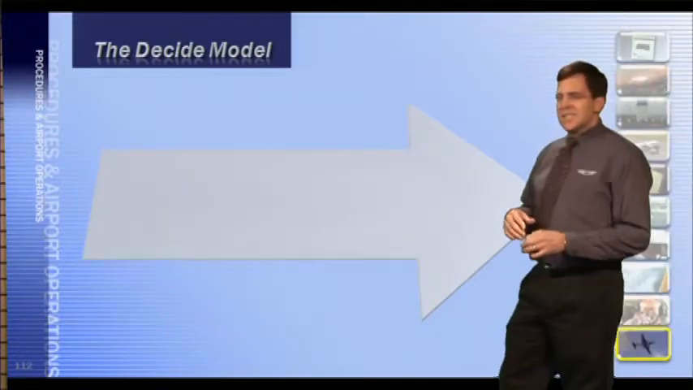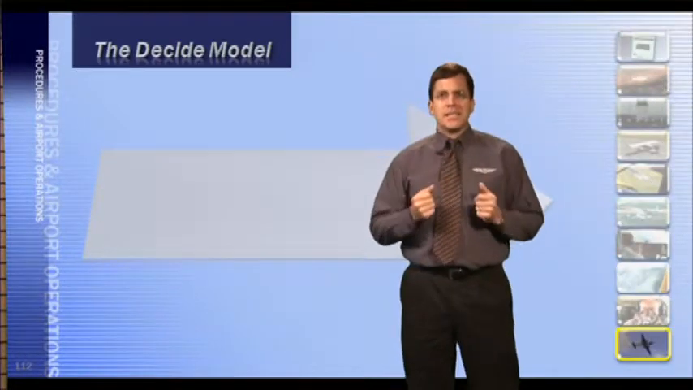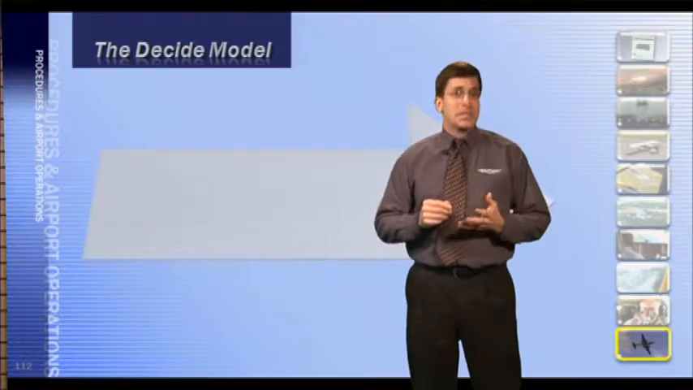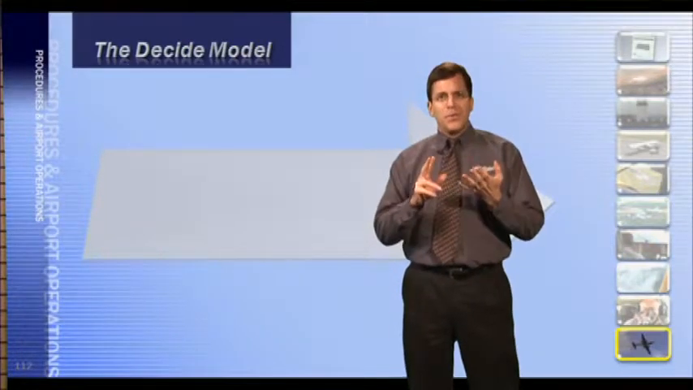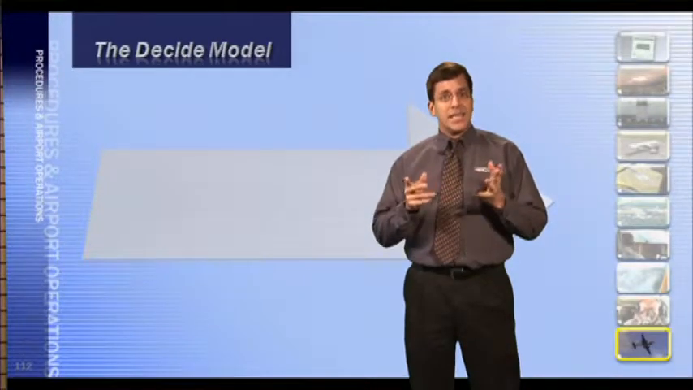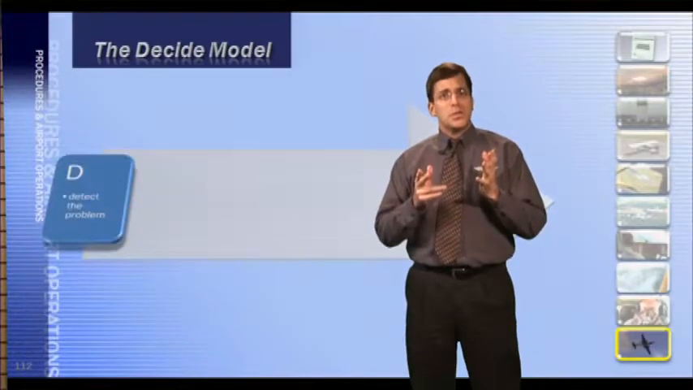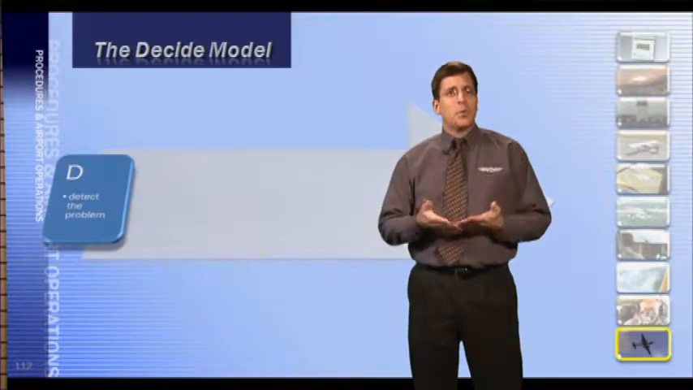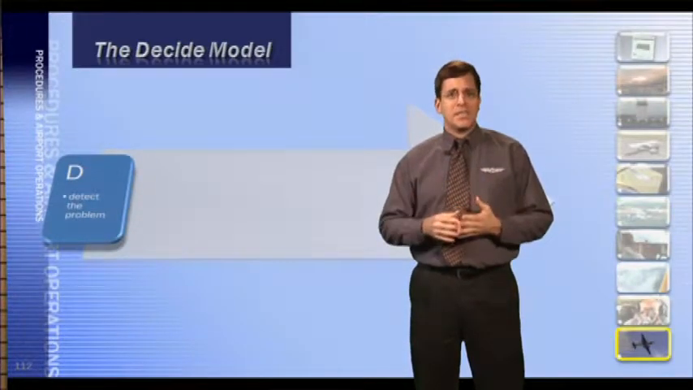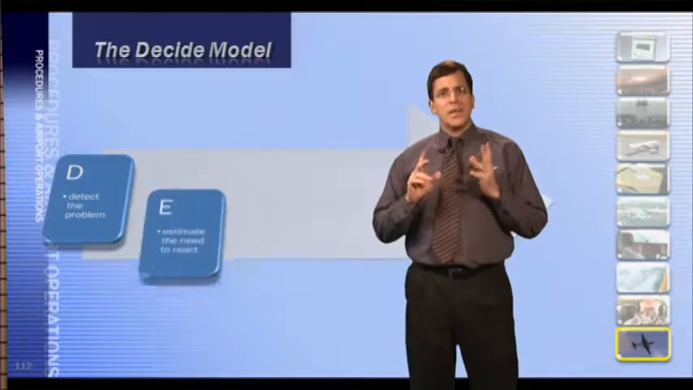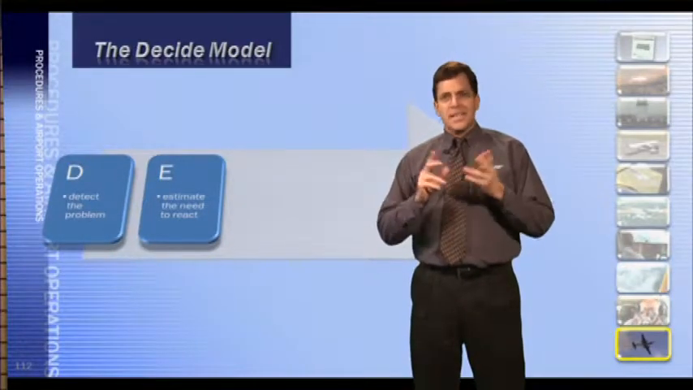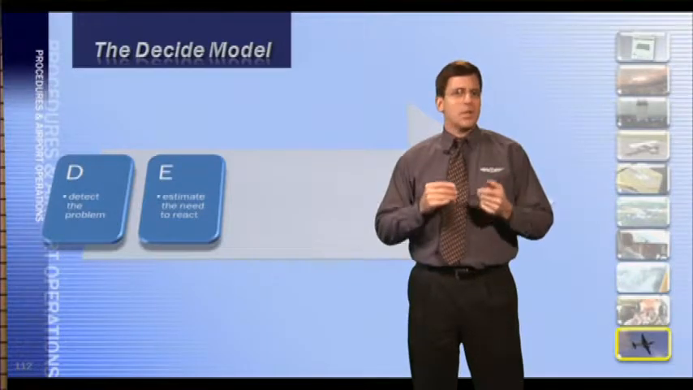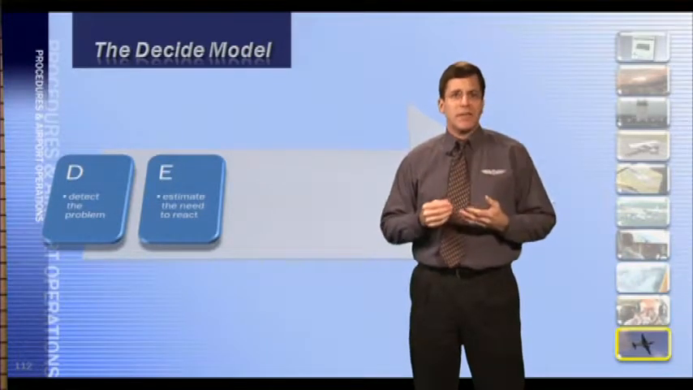To help you sort through the human factors maze, let's consider a 6-step process that provides a logical approach to decision making. This is the DECIDE model. The first step in decision making is detecting an issue or problem. Use your senses to detect what is happening in the cockpit and identify the situation. Next, you want to estimate the need to react to the problem. Is this a serious problem that needs immediate attention, or is it something small that you can deal with later?